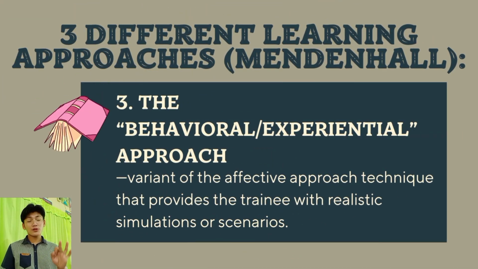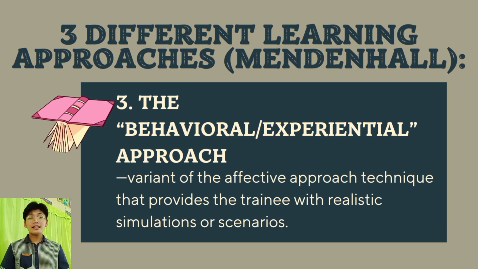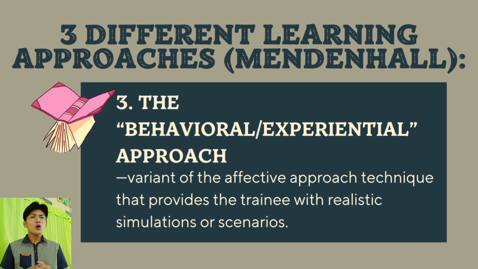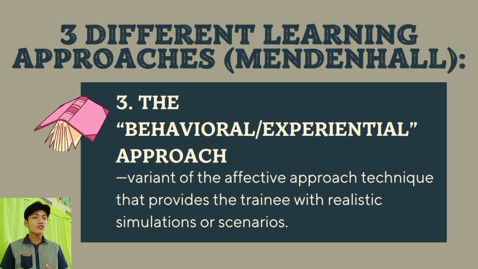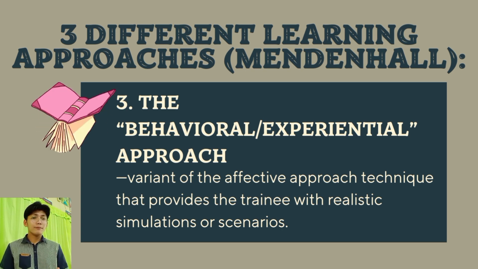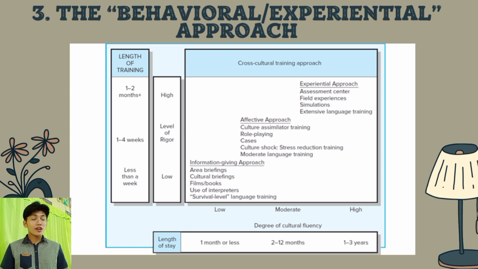And now we are down to the third and last approach, which is the behavioral or experiential approach, a variant of the affective approach technique that provides the trainee with realistic simulation or scenario. In this kind of approach, we are able to be more specific and more hands-on, literally. We could say that the amount of preparation and follow-up will really take time. Examples include the assessment center, field experiences, simulations, and extensive language training. We could see this as our on-the-job training, the OJT. We are able to experience firsthand all of the operations that would bring us learnings and experiences.